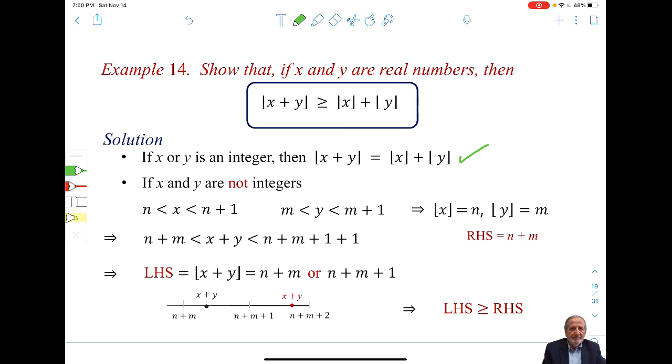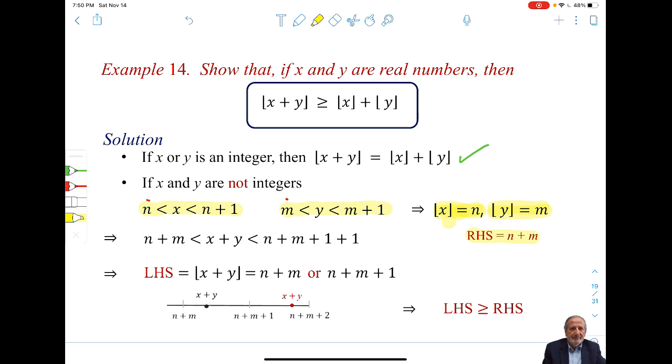Now, if both x and y are not integers, here's what I do. I put one of them between n and n plus 1, and put the other one between m and m plus 1. Make sure you don't use the same n at the same time. They could be in two different intervals. So now from this directly, you can see the floor function of x is n, the floor function of y is m, and the right-hand side is n plus m. We got the right-hand side now.